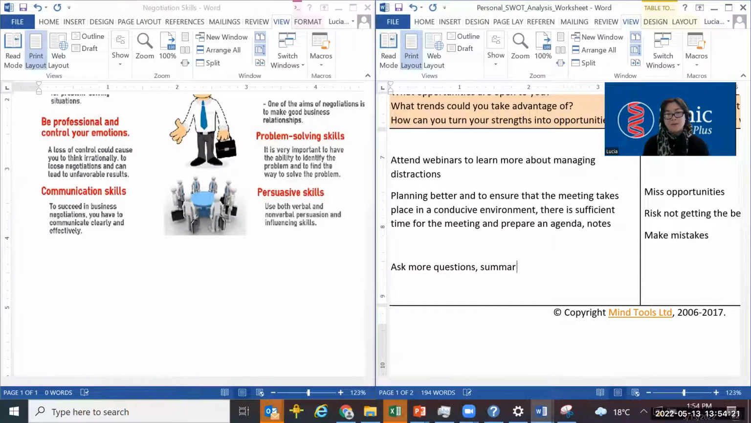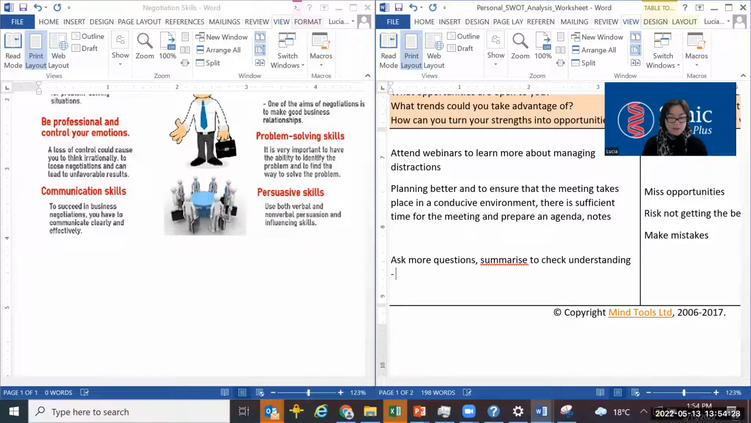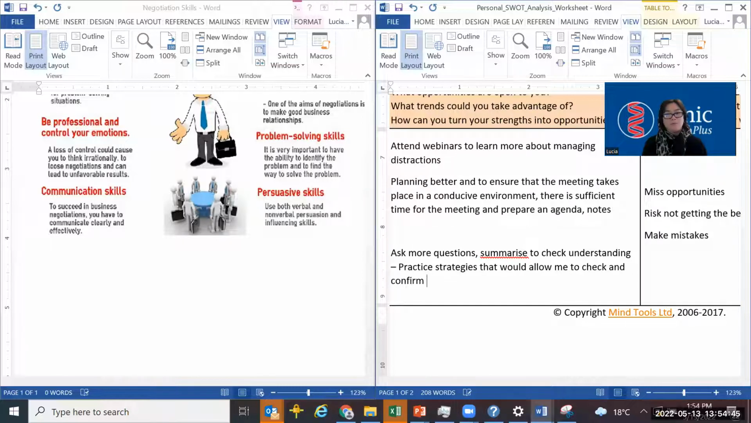Or summarize to check understanding. So I can do more of that. So I think I can practice strategies that would allow me to check and confirm messages. Okay, so there you go.